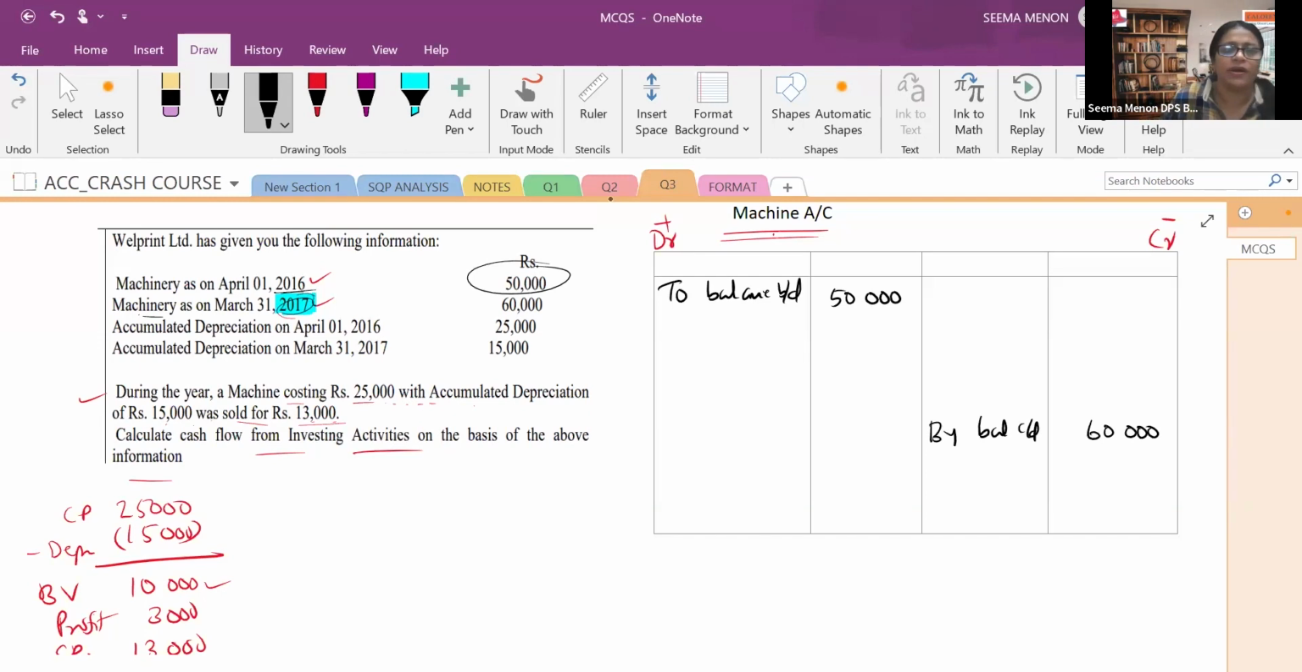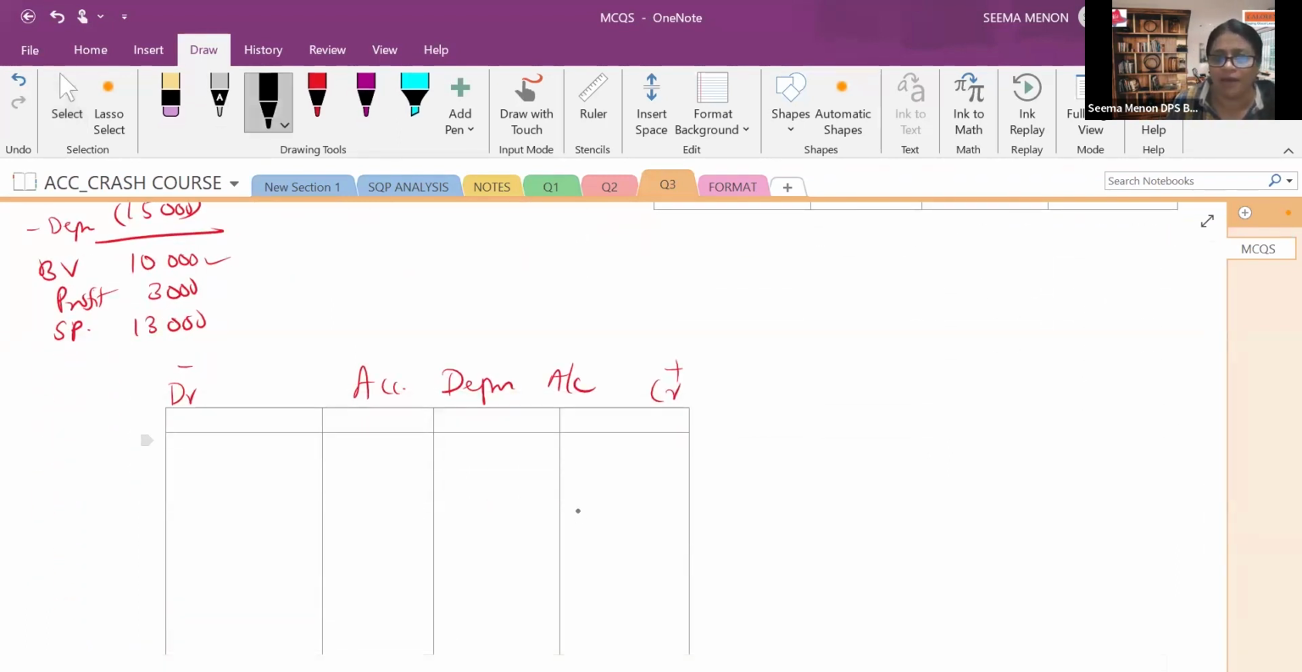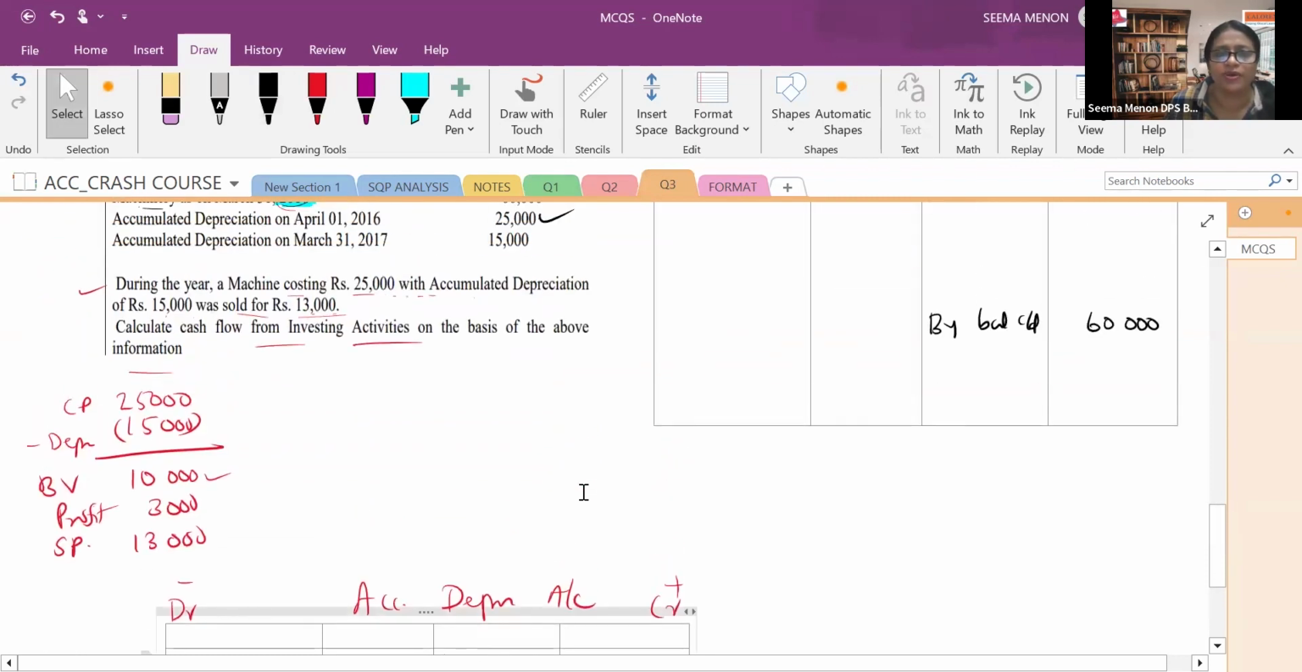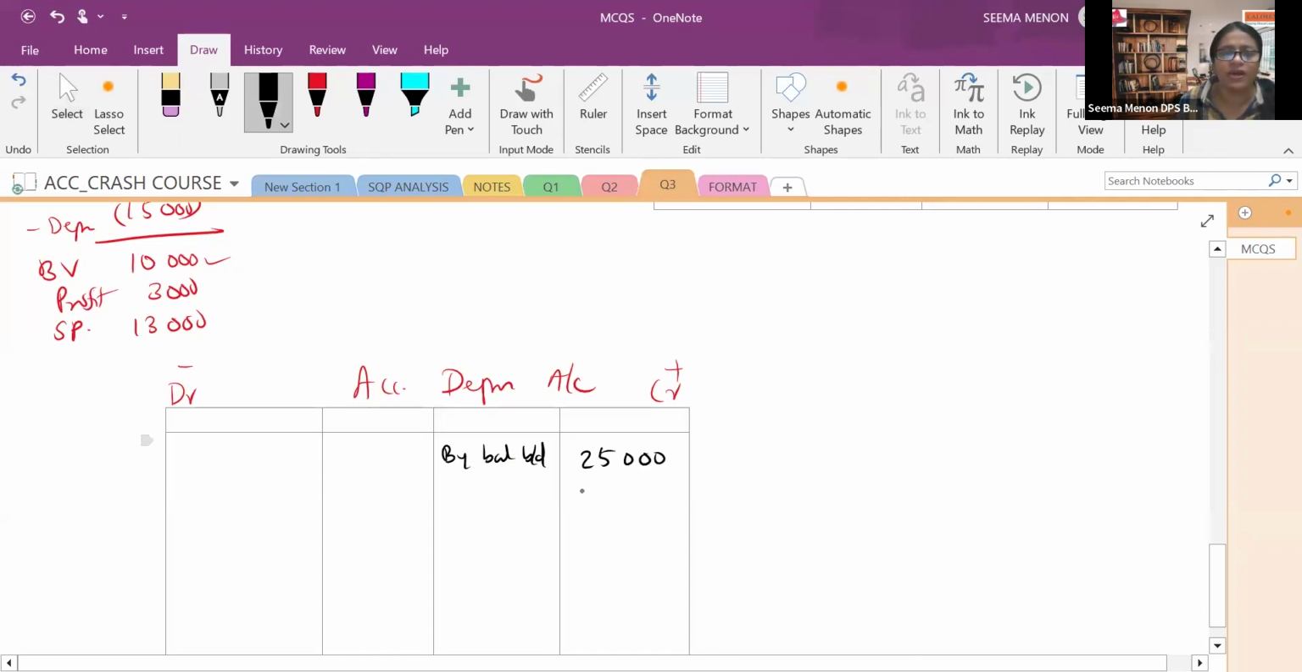That is carried down. For accumulated depreciation, the opening balance is given. You can see 25,000. How will you write that? Accumulated depreciation is a liability. Liabilities always have a credit balance. So here you will write 'By balance brought down', the amount we can say 25,000. And there is a closing balance also given. In the same way, you leave 2 to 3 lines on the debit side. And this will always be 'To balance carried down'.